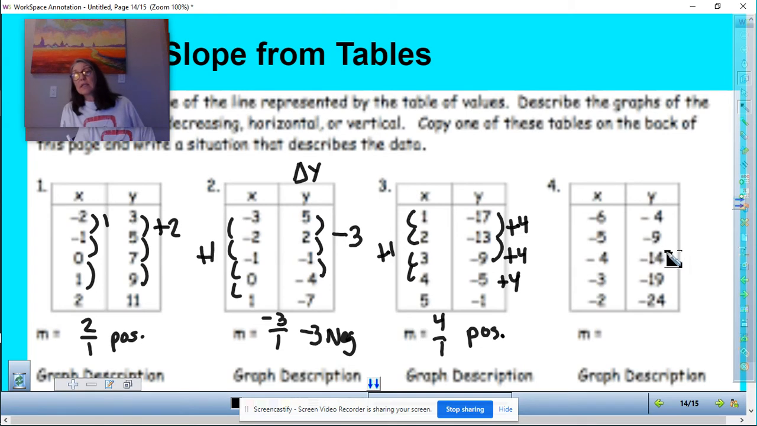Now, if either the x column or the y column is all the same number, then what you're looking at is either a horizontal or a vertical line. So take a minute, figure it out. If the y is not changing, it's a horizontal line because we would have 0 in our numerator. If the x does not change, we would have a vertical line because that would be a 0 in our denominator. Vertical line, and the slope would be undefined.